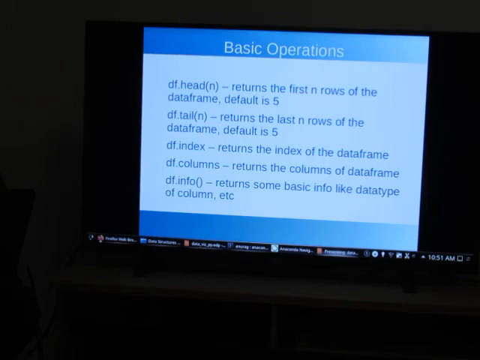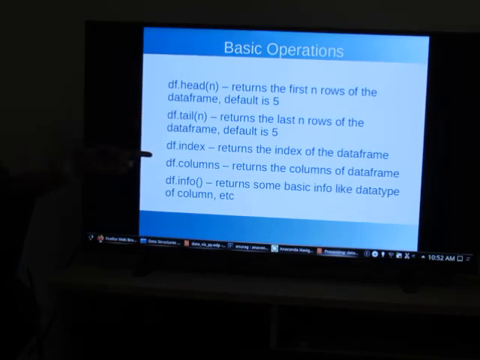Now some fundamental pandas operations. The first one is dataframe.head, which returns the first n rows of the data frame. If you leave n, the default value it takes is 5. Similarly, tail, it fetches the last n rows of the data frame. Again, if you specify n, it fetches that many, or else the default is 5.